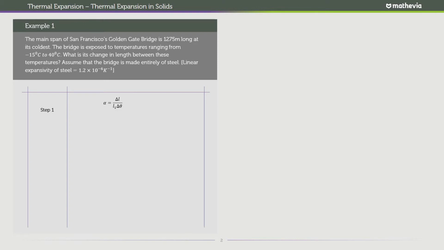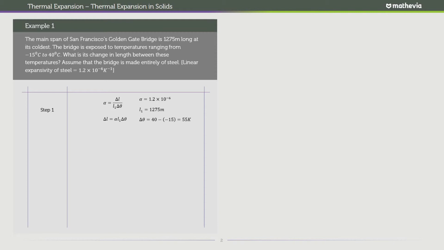So we have linear expansivity is delta L divided by L1 delta theta, okay. And in this case, we're looking to find delta L. So delta L is alpha, expansivity, times L1 times delta theta, change in temperature. So we have alpha, we're given alpha as 1.2 times 10 to the power of minus 6. L1 is 1275 meters. Delta theta.